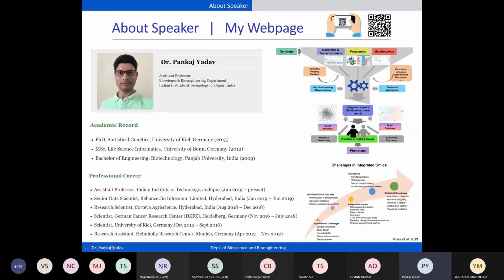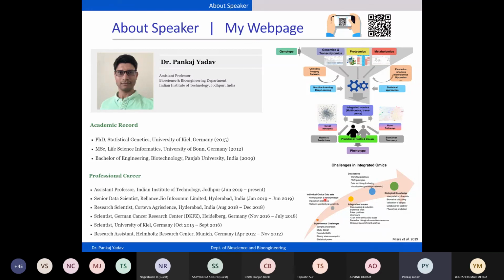The challenges start even from the experimental stages, where biologists work in the lab to generate this kind of data: sample preparation, designing different study designs, reproducibility, and calculating statistical power. These are all challenges that start at the beginning of a study. Then we have individual omics data sets, and pre-processing itself is a very big challenge, such as normalization, transformation, and imputation, because most of the time the data is unbalanced and a lot of missing values are present.